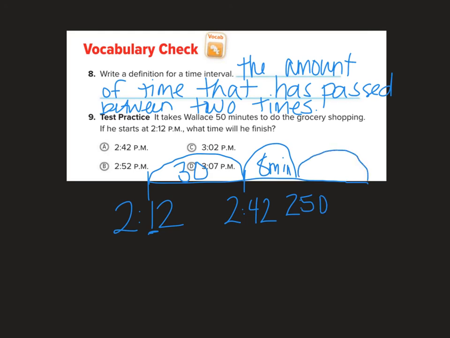I can add another 10 minutes to get to 3 o'clock. So how many minutes have I added? 30, 48, and I need to add 50. So how many more? I need to only add 2 minutes, and so I would end at 3:02. So 3:02 p.m. is what time it would be.